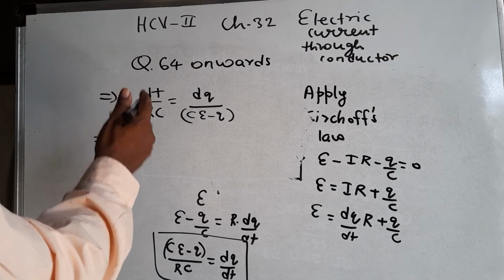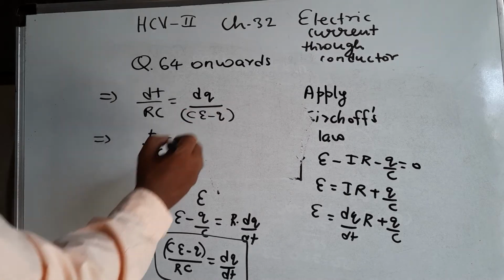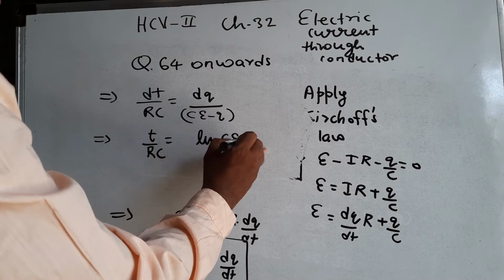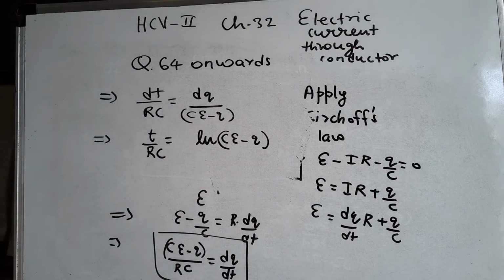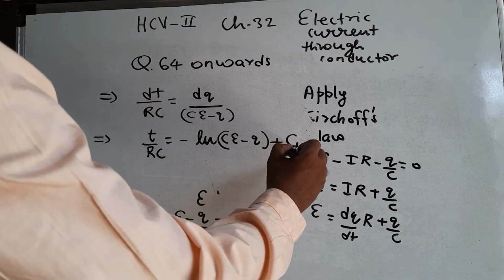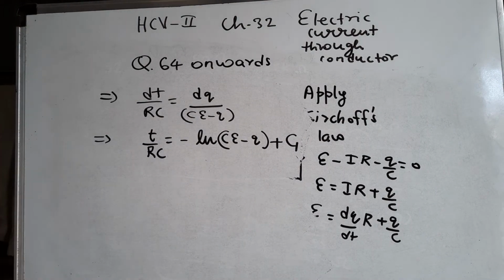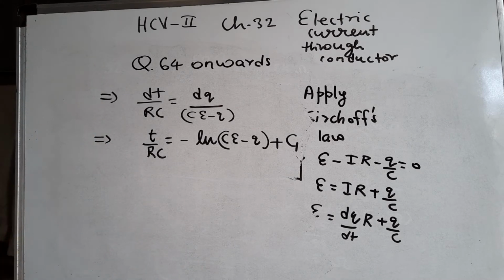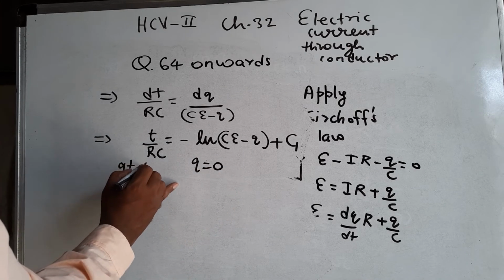just an indefinite integration, you get integration dt is t divided by RC, and on this side we will get log of Ce minus q, whereas the coefficient of q is minus 1, so I have to multiply that minus 1 here, and that arbitrary constant, let me write as C1. Now we know that at t is equal to 0, the capacitor was not charged. So q was 0 at t equals to 0.